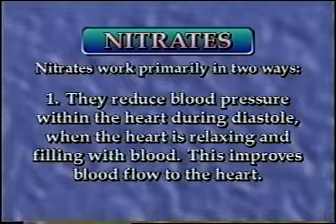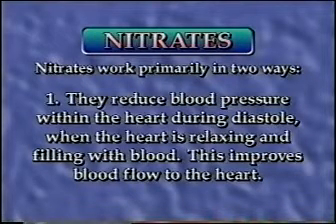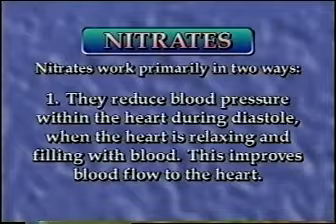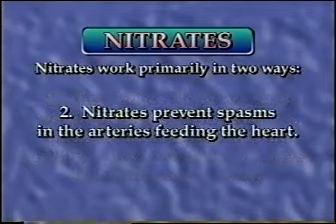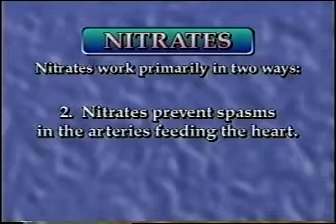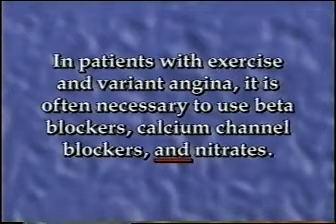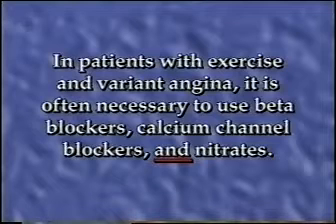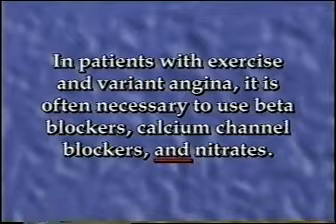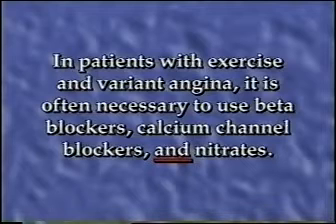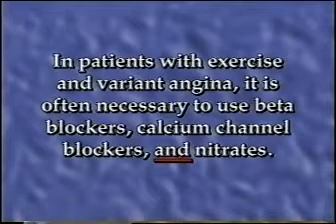Nitrates are another important class of angina medications. They work primarily in two ways. First, they reduce the blood pressure within the heart during diastole when the heart is relaxing and filling with blood. This improves blood flow to the heart. Second, nitrates prevent spasms in the arteries feeding the heart. In patients with exercise and variant angina, it is often necessary to use beta blockers, calcium channel blockers, and nitrates. This makes sense when you realize the different ways that angina can be produced.